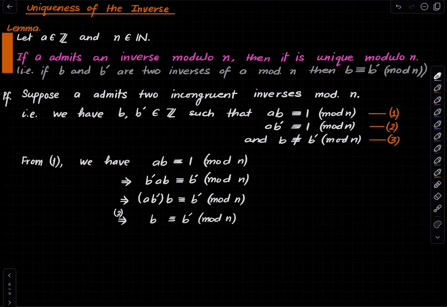So there was really no need to use contradiction. We could have just said let B and B prime be inverses of A modulo n. We would have these two equations, and this reasoning would have shown that B is congruent to B prime modulo n. Going by contradiction has just made it a little more convoluted than it needs to be. Anyway, the reasoning is very, very simple, so I don't want to spend more time on it. But it is an important observation that if an inverse exists, it is unique modulo n. There is at most one inverse modulo n.